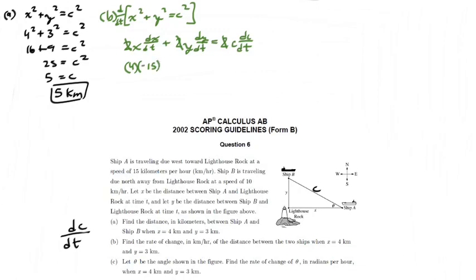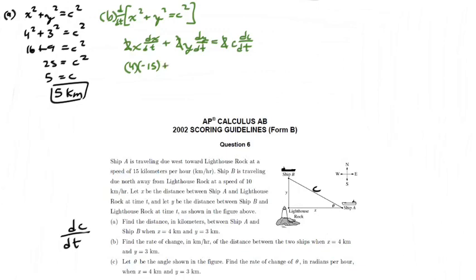Why do I put negative 15? Is the distance x increasing or is it decreasing? It is decreasing, so that's why I'm going to put negative 15. That is my rate right now at which x is changing. All right, now let's do the y.